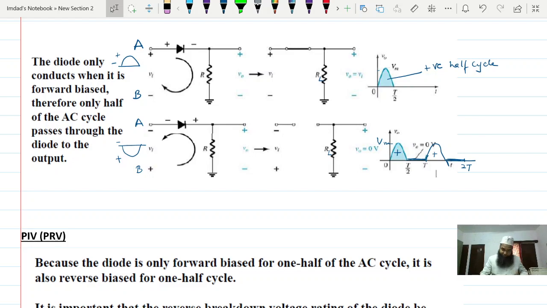It is not a pure DC, but it is a pulsating DC. We have unidirectional DC, going 0 to peak and then 0 and then peak then 0. We'll get an average voltage, which will be the DC value. We can take the average.